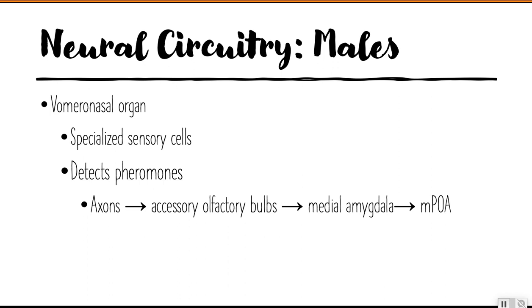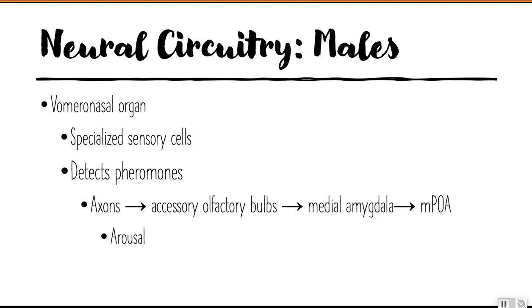The axons from this area send axons to the accessory olfactory bulbs, which then send axons to the medial amygdala. And then this sends axons to the MPOA. And this results in experiencing arousal.